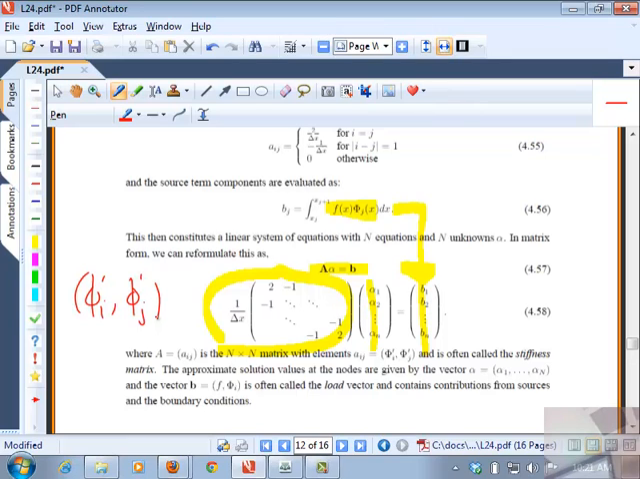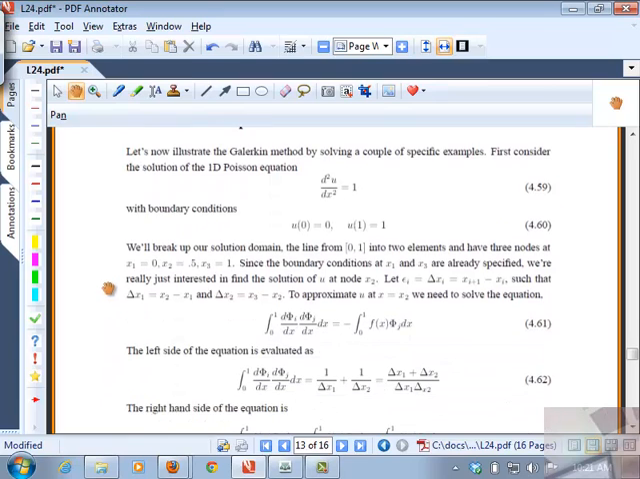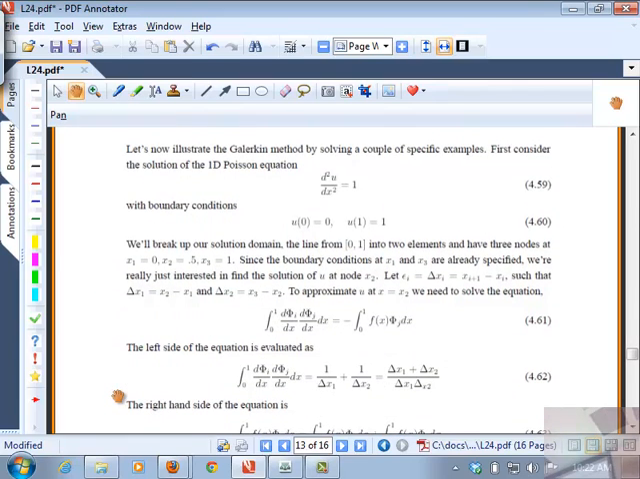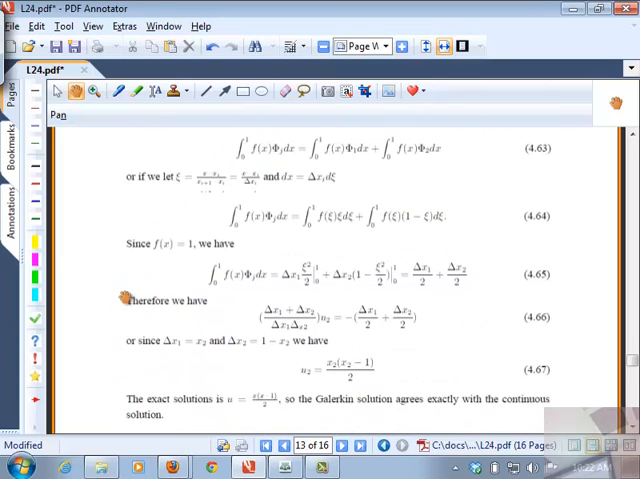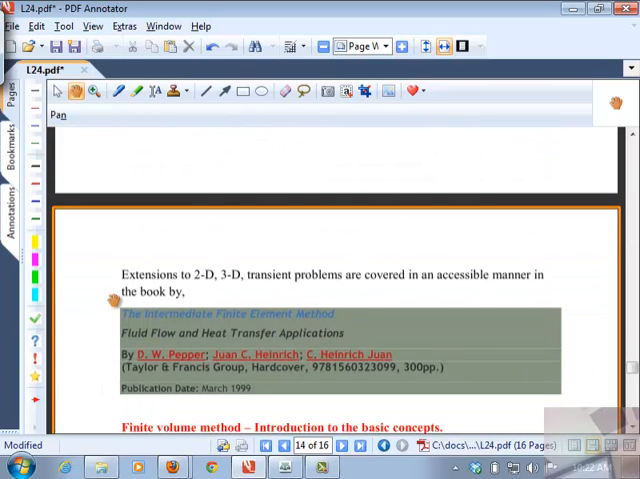Okay? I think we are out of time. There is another example. This is the same example, where instead of f, f is given as 1. Okay, and he takes you through it one more time to get the solution. And that is a very good book for finite element method. I learned quite a lot from that.